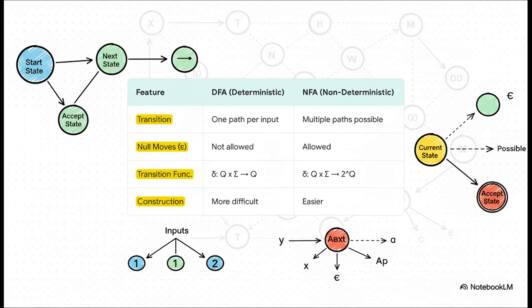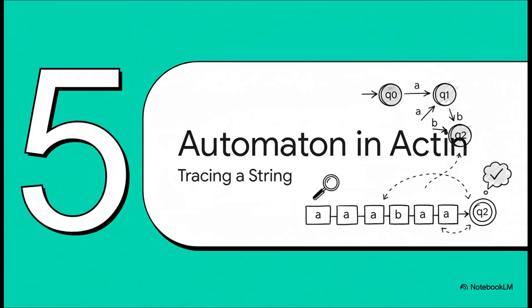But the most important part, the real core difference you need to understand for your exams, is that transition function. For a DFA, it maps a state and an input to a single next state. But for an NFA, see that 2 to the Q? That means it maps to a set of possible states. It represents the power set, all possible subsets of states the machine could jump to. That's the critical distinction.